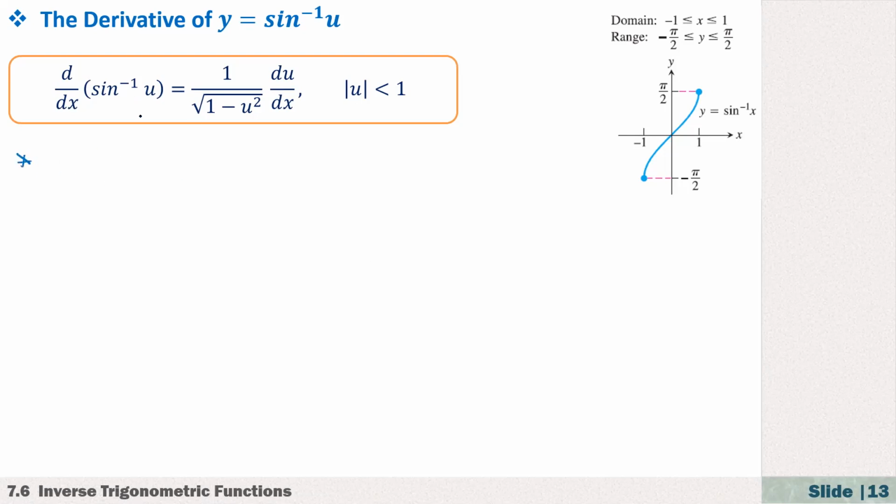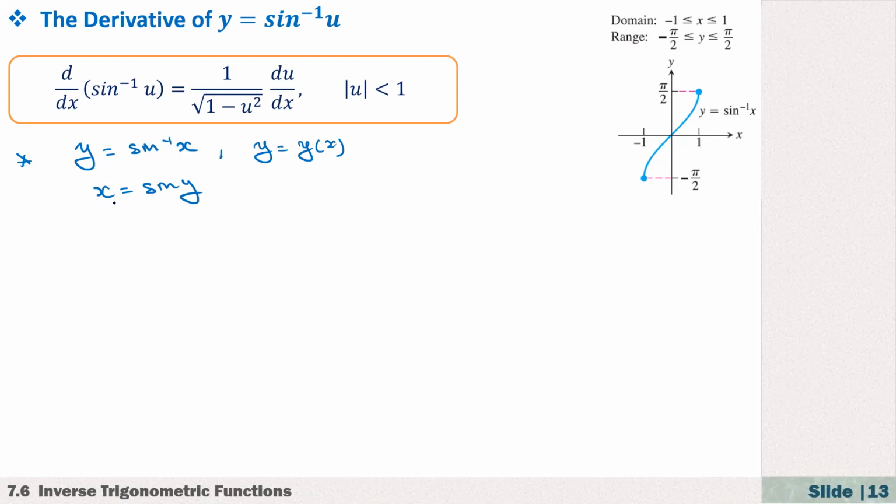Here, by the definition, suppose that y is equal to sine inverse of u. Now I can just do this for x. If it is u, you have to add du dx. So suppose that we are talking about sine inverse of x. By definition, it means that x is equal to sine of y. Still keep in mind that y is a function of x. Now we differentiate both sides with respect to x.